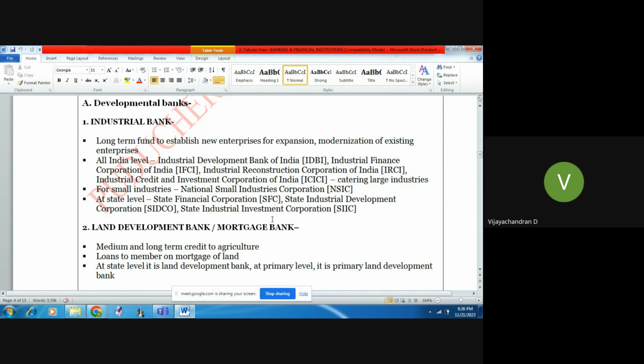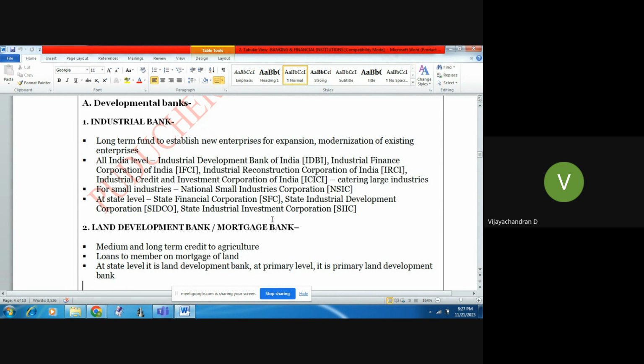I told you there is a first bank, IFCI, but it was dissolved. There is no IFCI now. This was the first bank developed for industries, coming under the category of industrial banks. But there is no Industrial Finance Corporation of India now. Then the Industrial Reconstruction Corporation of India, ICICI, SIDBI, all are coming under State Financial Corporation. All are coming under this category.